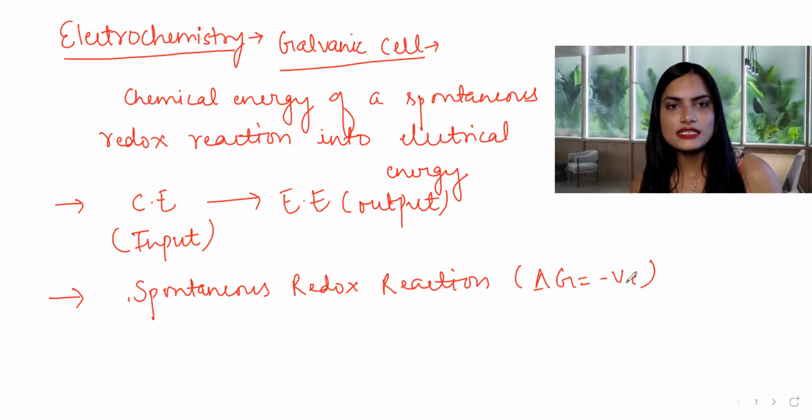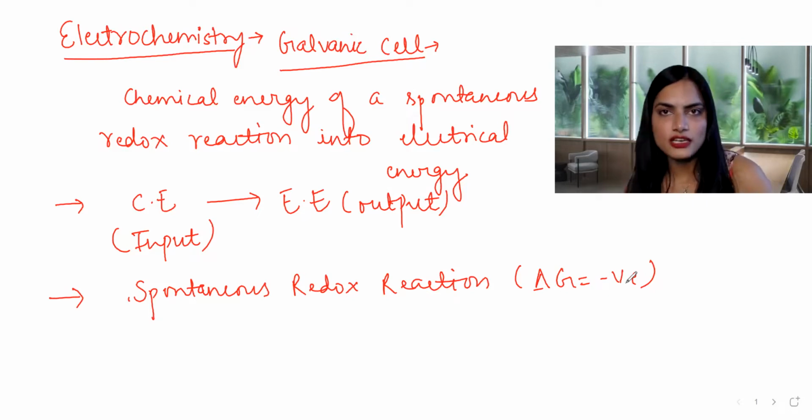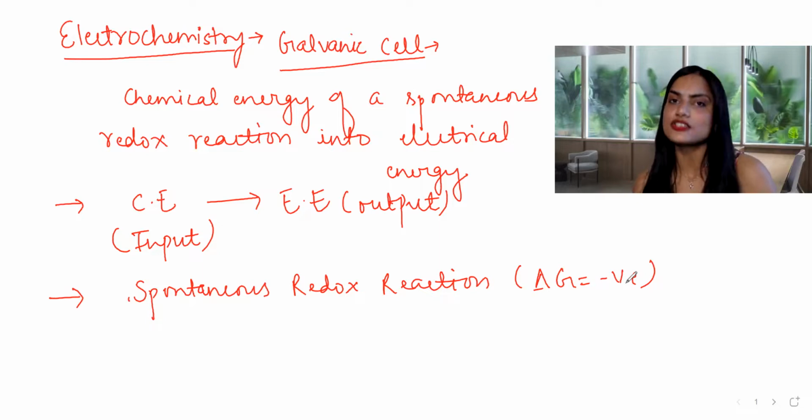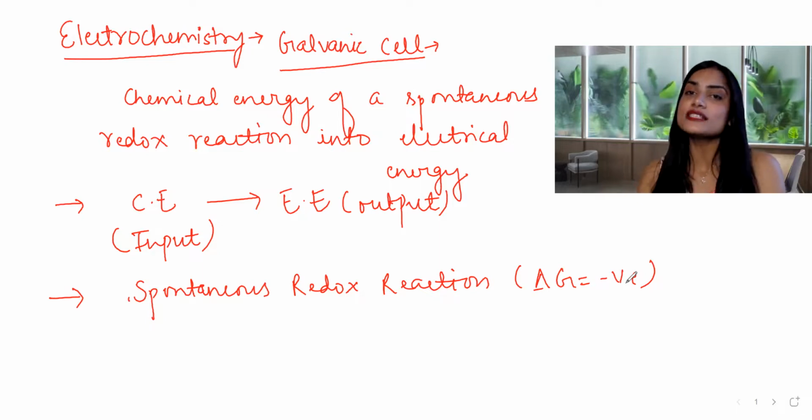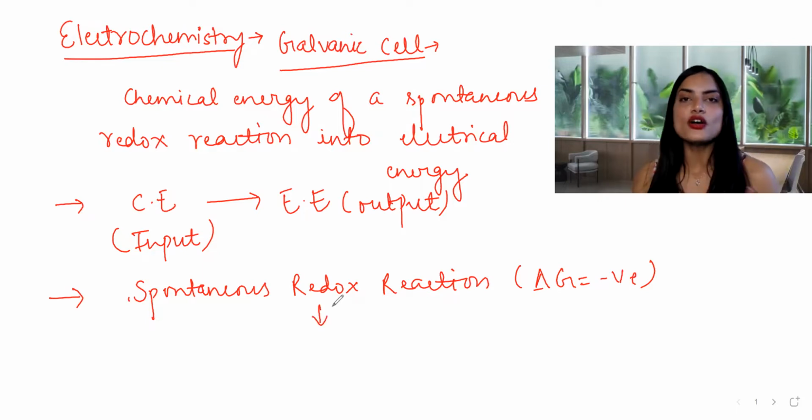So in galvanic cells, there is a conversion of chemical energy into electrical energy. That chemical reaction should take place spontaneously. Then only there will be a production of electricity from that redox reaction, right? Because it is a spontaneous redox reaction, obviously oxidation and reduction must be taking place in this chemical reaction, and because of that there will be a production of electricity.